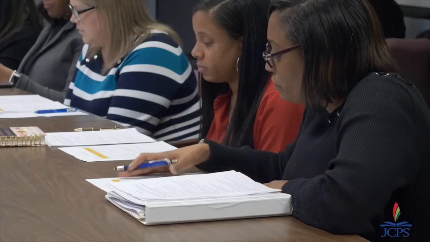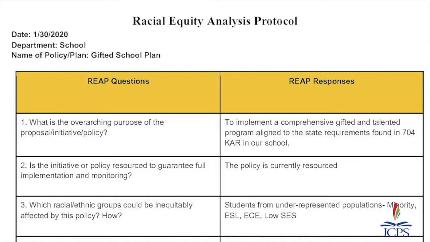So if we look at the REAP and we start with number 1, what is the overarching purpose of this initiative or policy? So they are directed by state law that they are supposed to have a plan. So that is the purpose. And then it says, is the initiative or policy resourced to guarantee full implementation? The policy is currently resourced by the staff at the school.